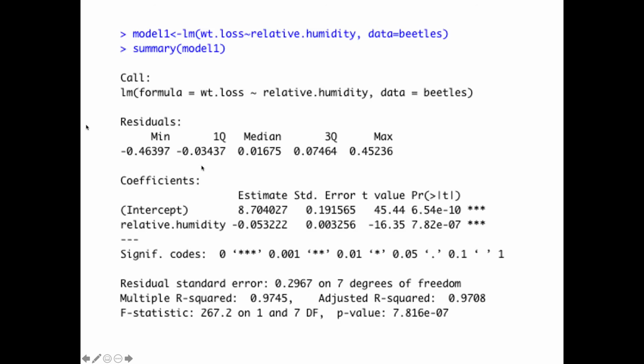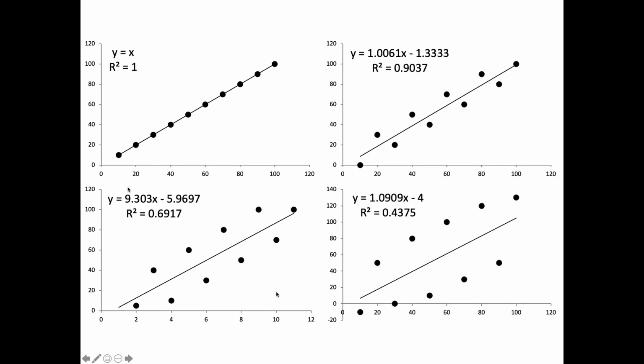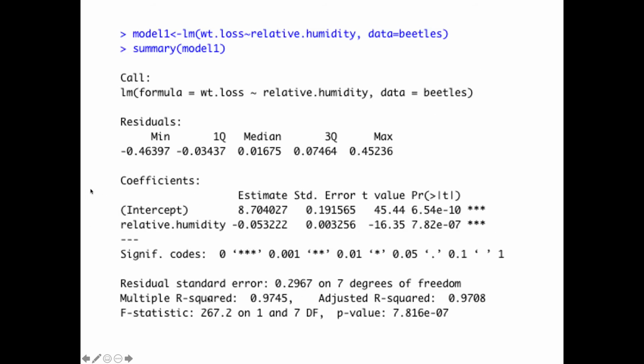Now, when we look at the summary output from the entire regression, you see that there is this thing called R-square value. R-square is sometimes referred to as the coefficient of determination. The way I think of it is it basically tells you to what degree variation in the y variable, in this case weight loss, is explained by variation in relative humidity. So one way of thinking about this is what percentage of variation in weight loss is explained by variation in relative humidity.